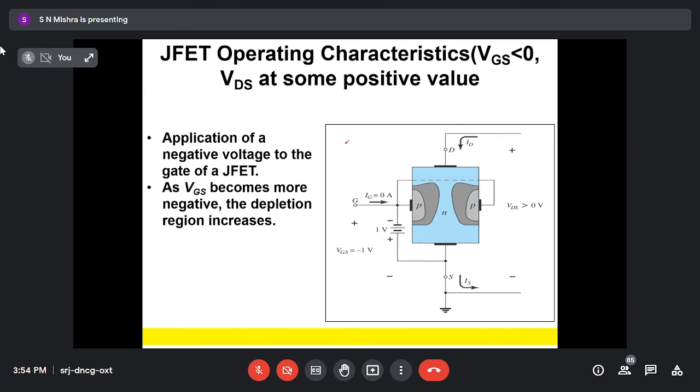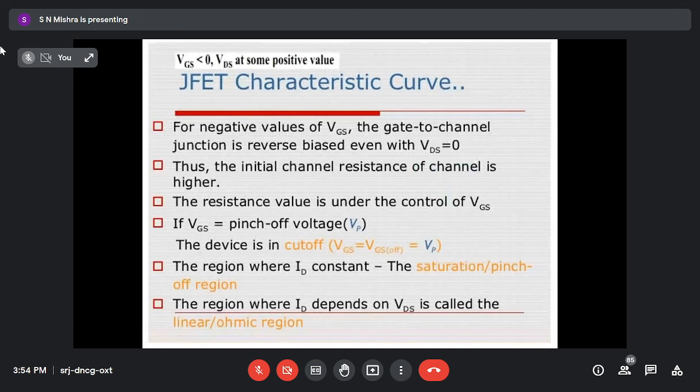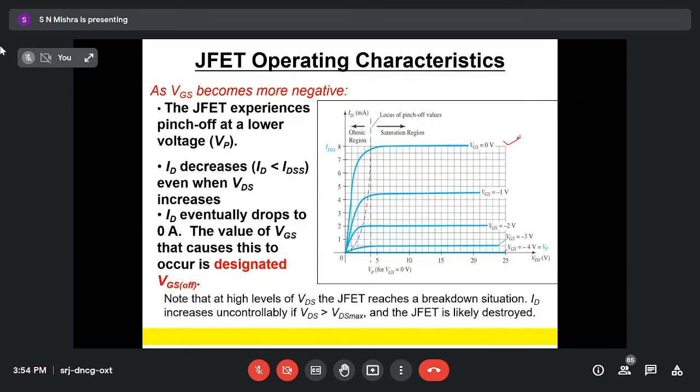Now, if I give negative voltage, then compared to 0, the channel is smaller, so I'll get less current. You see, at 0 volt I get maximum; for -1 it is reducing, for -2 it reduces further, -3 further, and so on. When I apply VGS equals -5, the current will be 0, because even if I apply positive VDS, I will not find any channel. That voltage is VGS off. If there is no channel, obviously the current will be 0. The carriers will not move from source to drain.